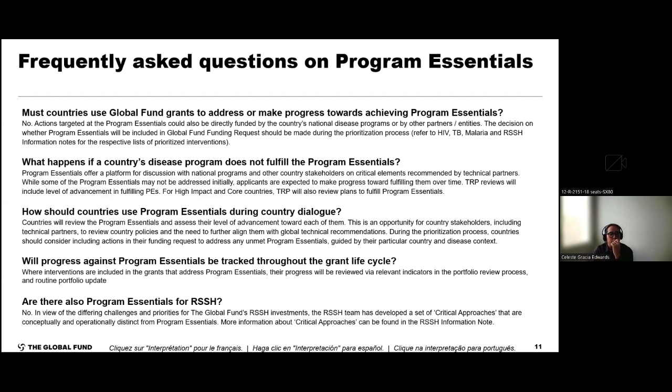Will progress against program essentials be tracked throughout the grant cycle? Yes, they will. They will be tracked the same way we do with any other activity or interventions, via the regular indicators. Are there program essentials for RSSH? No, there are no program essentials for RSSH. They are only for HIV, TB, and malaria. However, RSSH has developed a set of critical approaches that are slightly different from program essentials, and we are going to have more information later in this session.